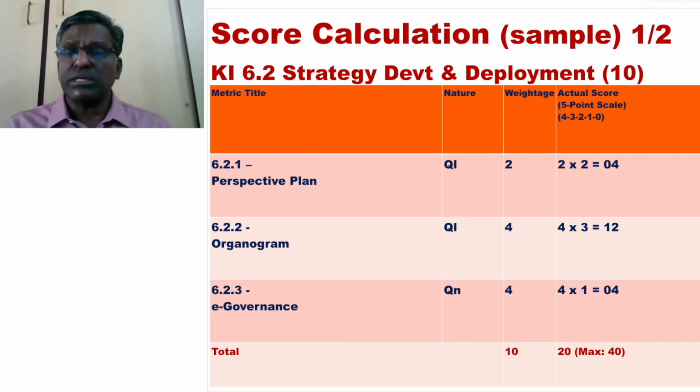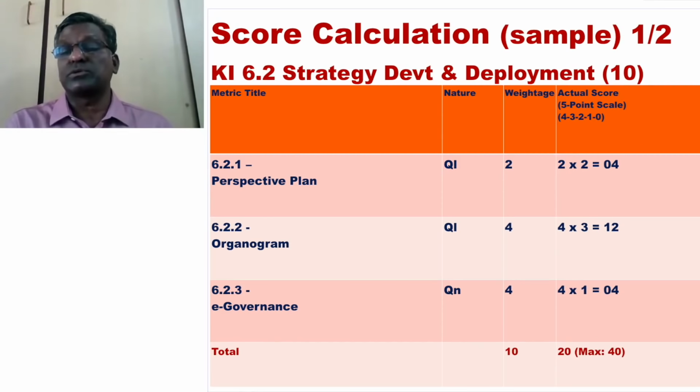Now, the scores are calculated on the basis of a 5-point Likert scale. I repeat, the scores are calculated on the basis of a 5-point Likert scale. 4, 3, 2, 1, 0. At one end of the matrix, you have 0. 0 means very poor, not at all satisfactory. Okay. Then at the other end of the matrix, you have very, very good.